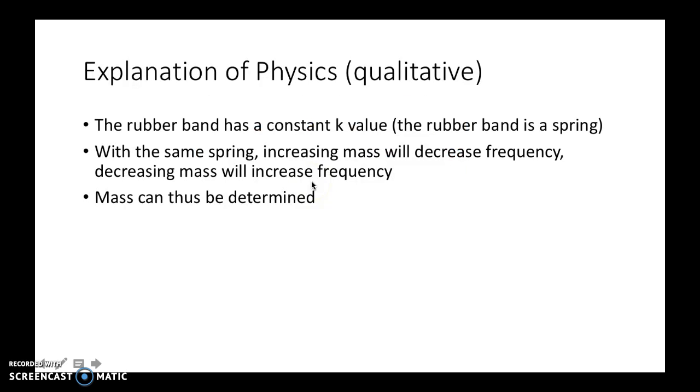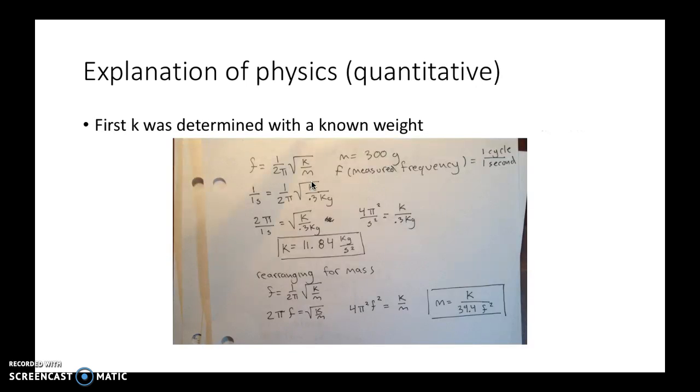The explanation of the physics: qualitatively, the rubber band has a constant K value. The rubber band is a spring, so you can use the spring formula in this scenario. If you have the same spring, you'll have the same K constant. Increasing the mass will decrease the frequency, and decreasing the mass will increase the frequency. This will become evident when we look at the equation in a second. And from this, if you know K and you know frequency, mass can be determined. So here's my work for that.